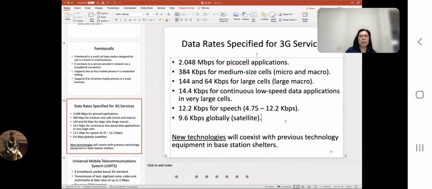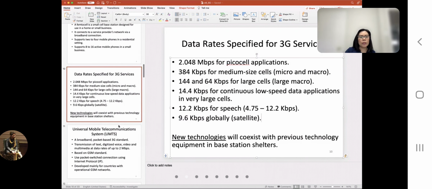So one thing about 3G networks is that they coexist with 2G technologies. So basically the new technology in 3G networks will coexist with the previous technologies and equipment in the base station shelters. So that means 2G and 3G will coexist so that we have a continuation of services for subscribers who had 2G devices, who had 2G services before, all right?